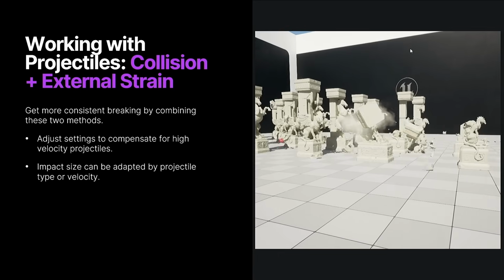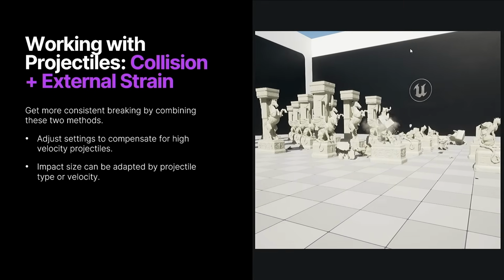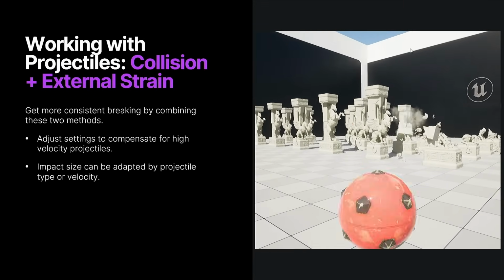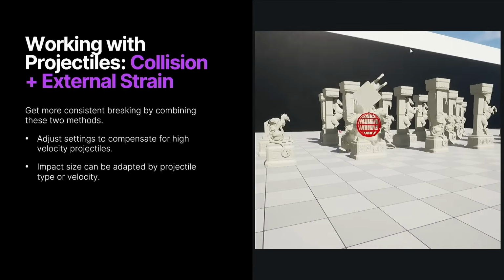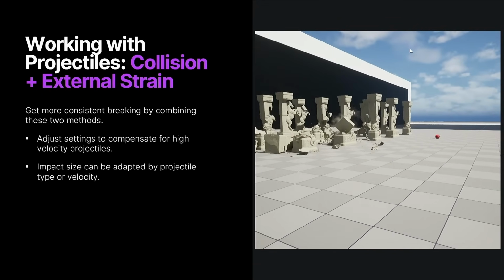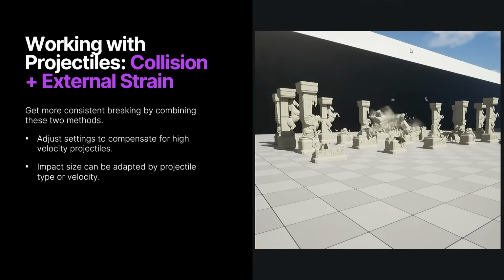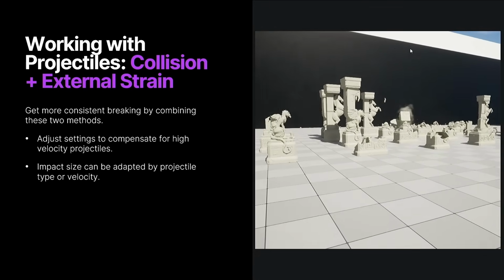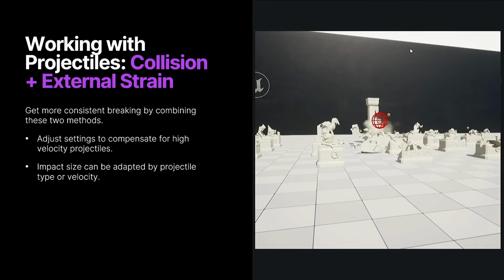And so in this example, what we're doing is increasing the size of the external strain and the velocity that we're applying based on the velocity of the projectile. So when they start off, they just bounce off, and then here towards the end, they're really moving. They're applying much more strain and much more damage and more awesomeness.